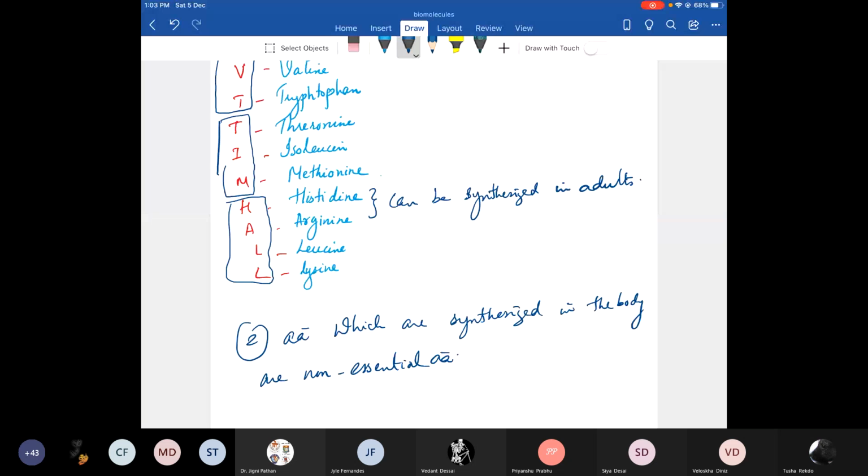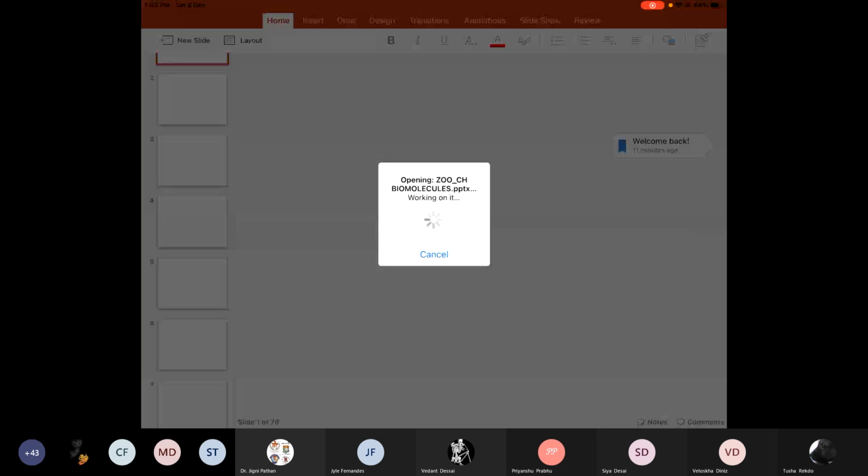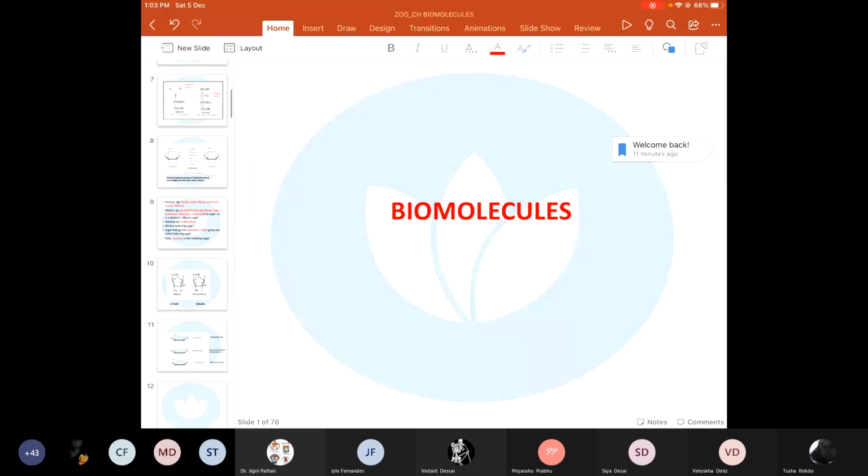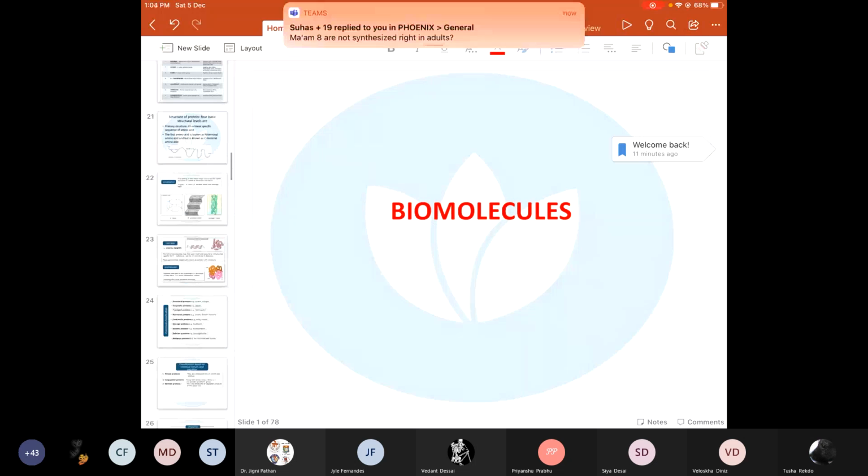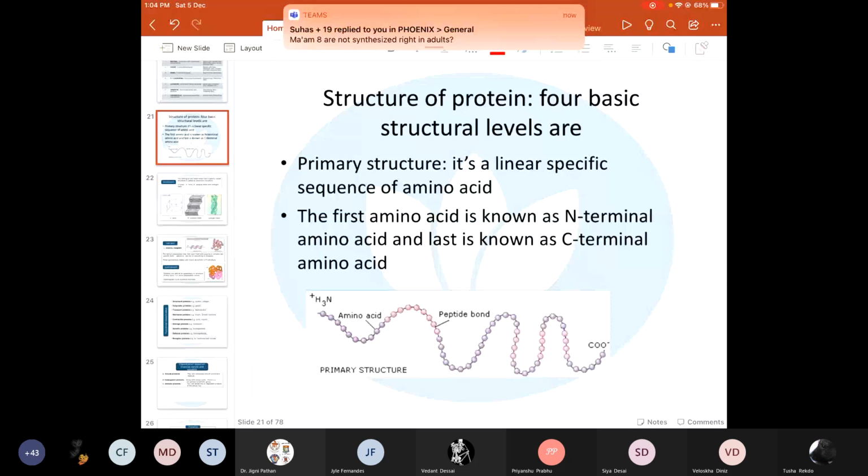Okay, let's move to the next. Protein structure. Yes, 8 are not synthesized in adults, 10 are not synthesized in children. Clear? Now, structure of proteins.